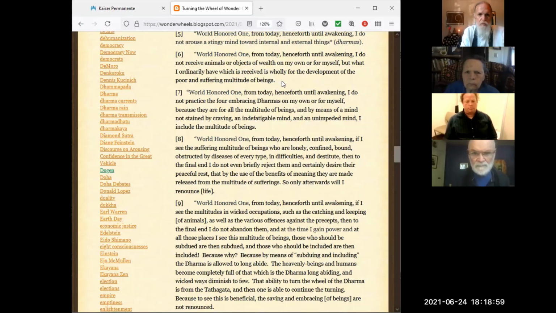So isn't that a great joy to hear a social leader saying what I have will be for the development of the poor and suffering multitudes of beings. I think we can all relate to that, to what a great aspiration, proclamation, vow that is, that we're not going to hold the things that we receive for ourselves, but we'll share them for the poor.